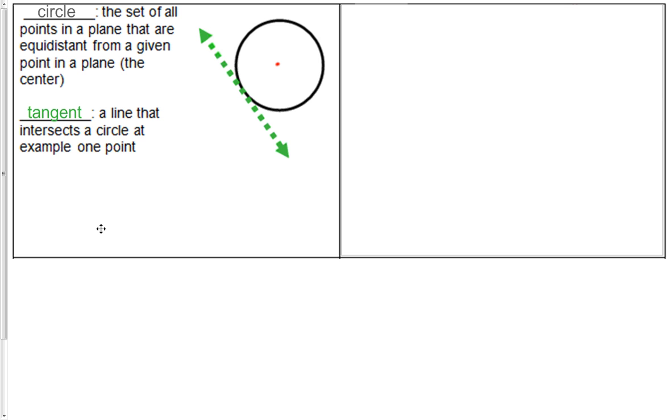Second vocabulary word here is a tangent. A tangent is the line that intersects a circle at exactly one point. And you can see how it does not cross at multiple points like a chord would, but it touches at exactly one point.